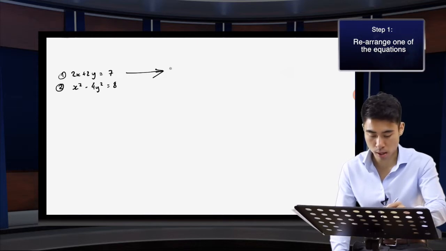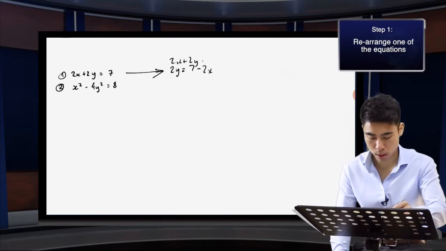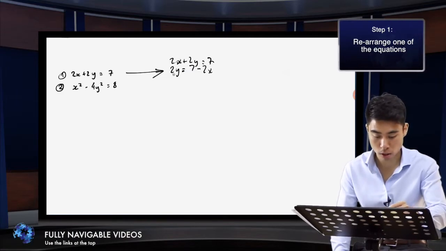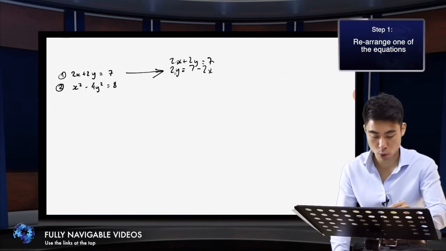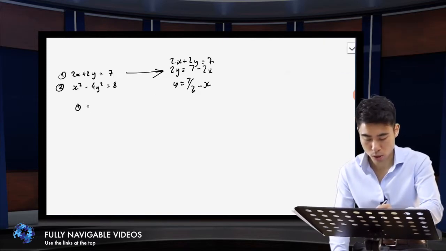But I'm going to make y the subject, so we have 2y equal to 7 minus 2x. Okay, so let's just write this up here for completeness. So 2x plus 2y equals 7. Okay, next step is subtract 2x from both sides. Okay, it leaves me with 2y on the left hand side, 7 minus 2x on the right hand side, and simply dividing through by 2 leaves me with y equals 7 over 2 minus x. That's step 1. Now I'm going to put equation 1 into equation 2.